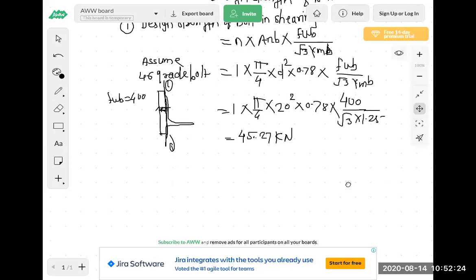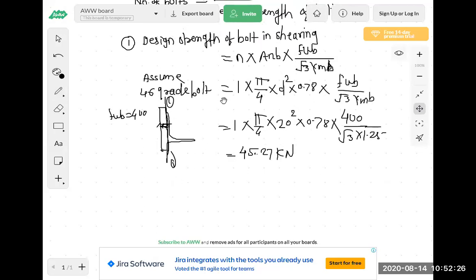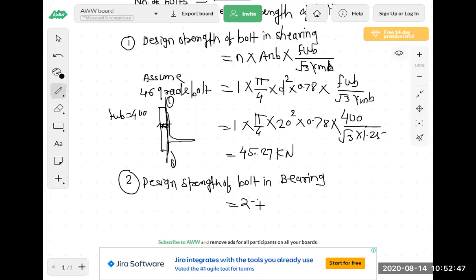Now, design strength of bolt in shearing is over. So next, design strength of bolt in bearing. The formula is 2.5 into kb into d into t into fu divided by gamma m1.